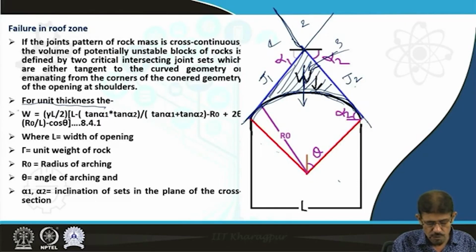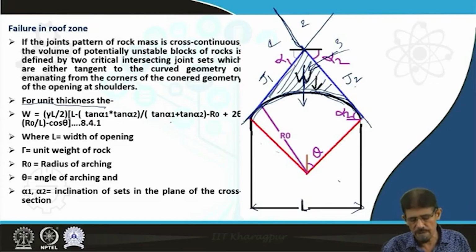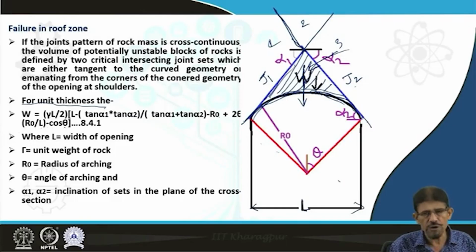W is equal to, that is the weight of the block is equal to unit weight of rock material multiplied by this expansion L divided by 2 into L minus tan alpha 1 into tan alpha 2 divided by tan alpha 1 plus tan alpha 2 minus R0 plus 2 theta R by L minus cos theta.